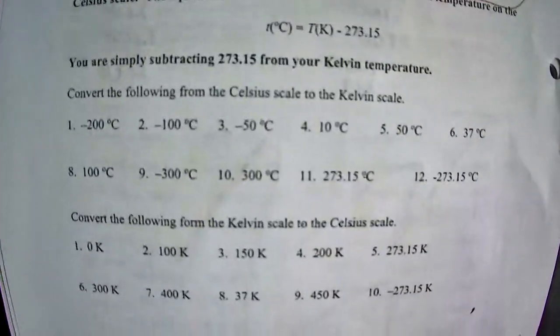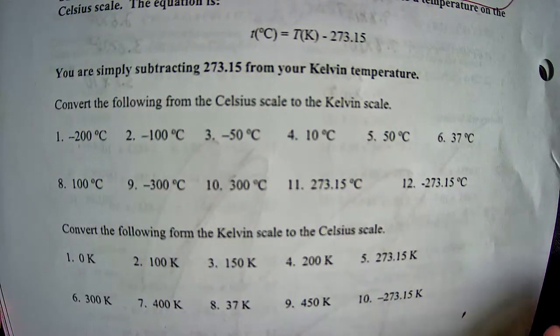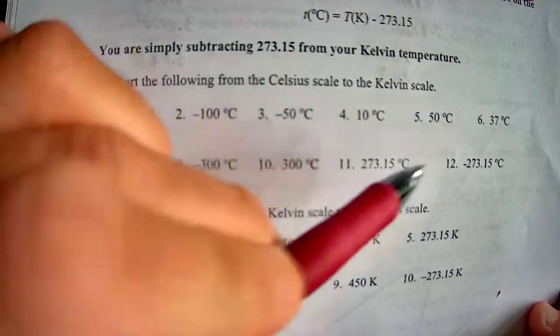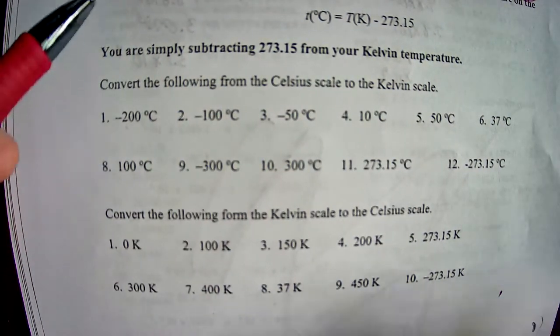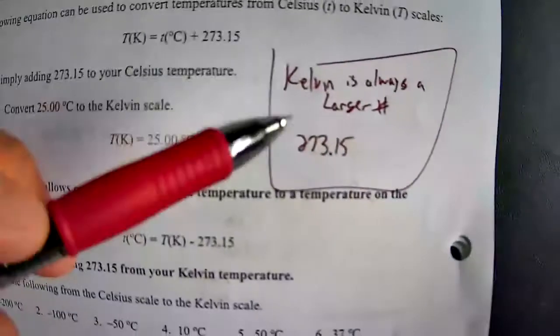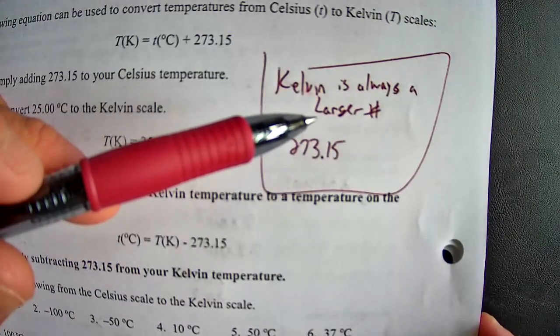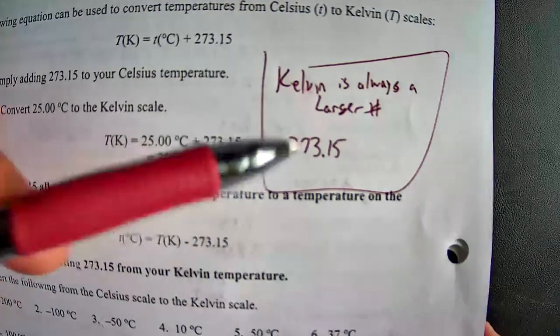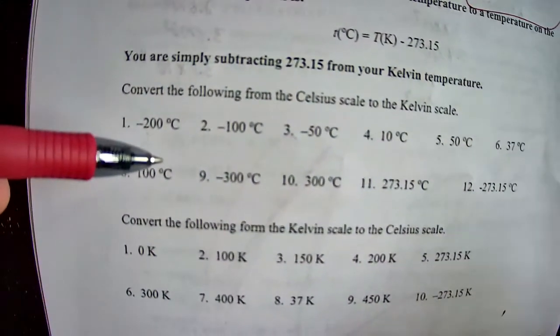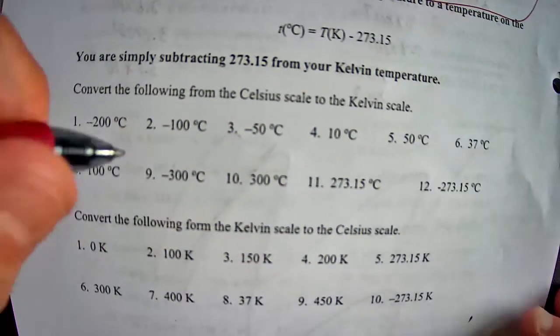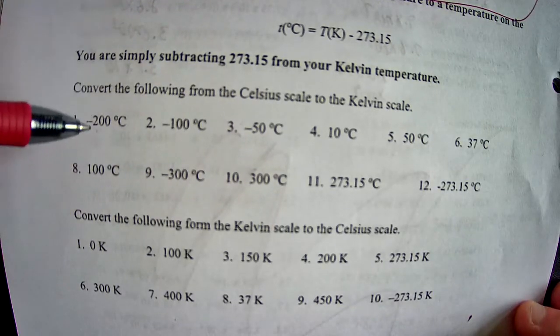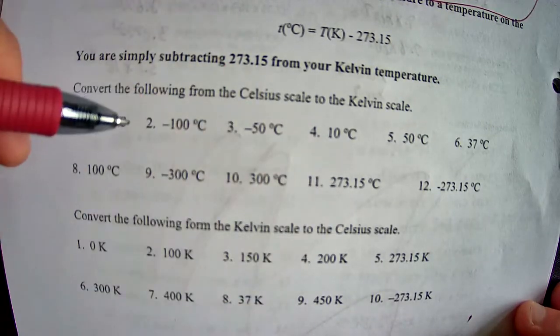All right, if we look at the examples here, down the bottom, notice how this first set, they're all in Celsius. Well, if Kelvin is always the larger number, and it's bigger by 273.15, then if I start with Celsius, I want to get to a bigger number, so I have to add 273.15. Now, this first one, and a lot of these are like this.